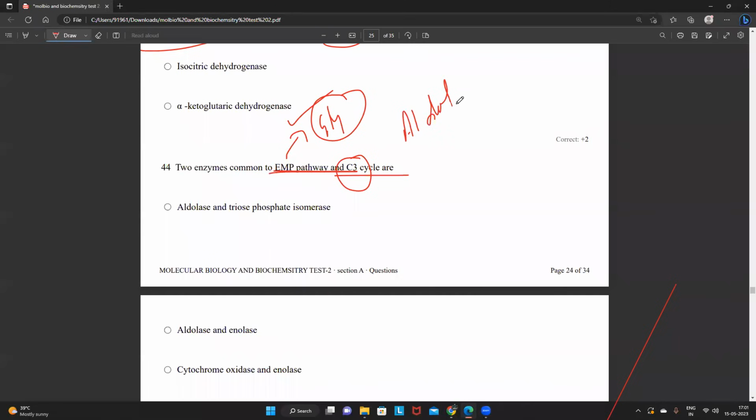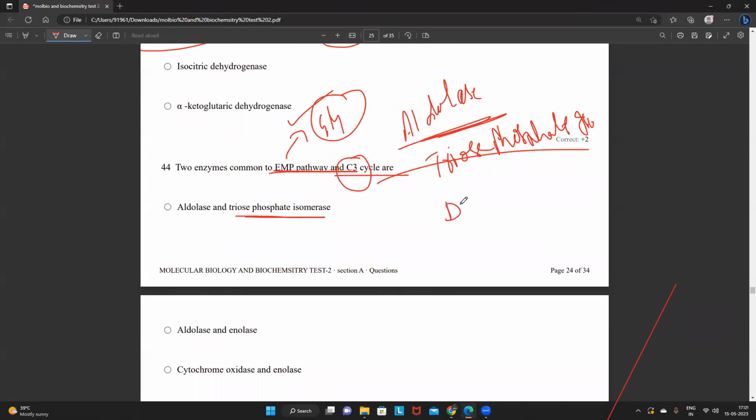My friends, do you remember the function of aldolase? It is involved in the breakdown. And the next one, triose phosphate isomerase. All the students asked me, sir, how are they similar? You have to ask that also. Let's talk about the triose phosphate isomerase enzyme. In glycolysis, what do we get? Everyone remember, we get DHAP and G3P. Yes or no? These two are isomers, right?